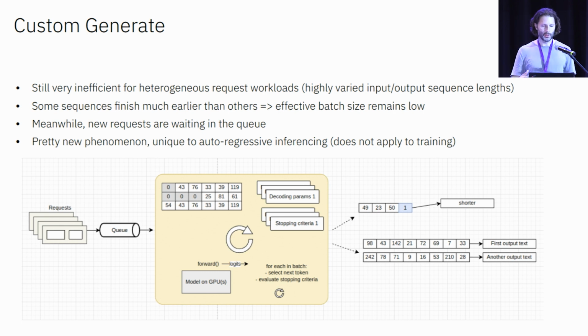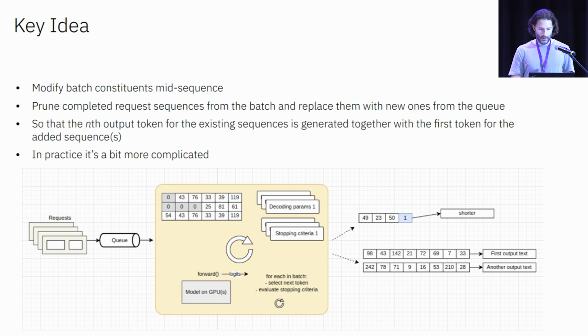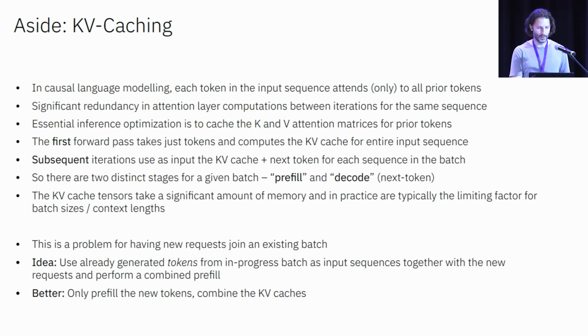There's still some problems here, because if you have very different input and output lengths, then the batch is still going to wait for the longest one to finish before you can start a new batch. Some would finish a lot earlier than others, and then there's requests waiting in the queue. The key idea is to modify the batch mid-sequence. As sequences in the batch finish, you can prune them out, and then add other sequences into the batch, which sounds simple, but actually there's a little bit more to it than that.